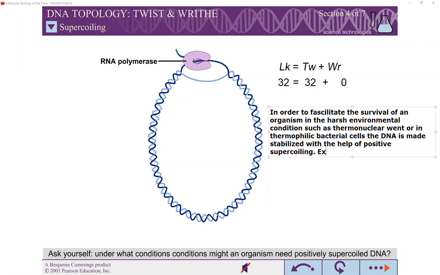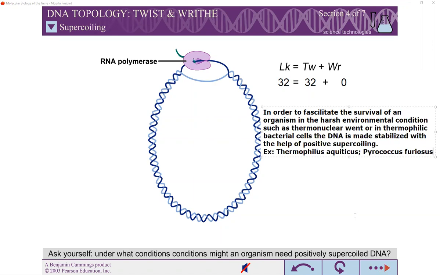Positive supercoiling occurs in the case of Thermus aquaticus. Yes, you are absolutely correct. This is the same organism from which the Taq DNA polymerase is obtained, as well as Pyrococcus furiosus. Okay, so these are the organisms that have such type of supercoiling present within themselves. Any doubt? Moving forward.